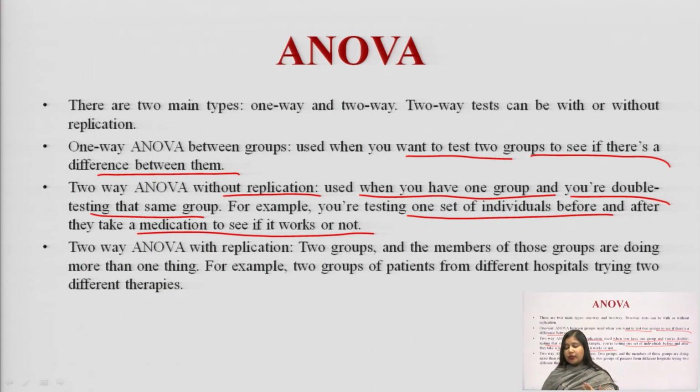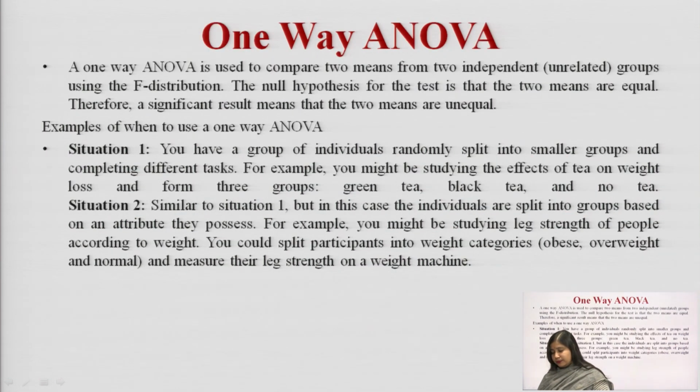In the two way ANOVA, in one we are replicating the study, and in one we are not replicating the study. So, what is happening when you replicate is that the 2 groups and the members of those groups are doing more than one thing, meaning 2 groups of patients from different hospitals trying 2 different therapies, and you want to find out which hospital is doing well and whichever therapy is doing well. Now, we talk about the one-way ANOVA.